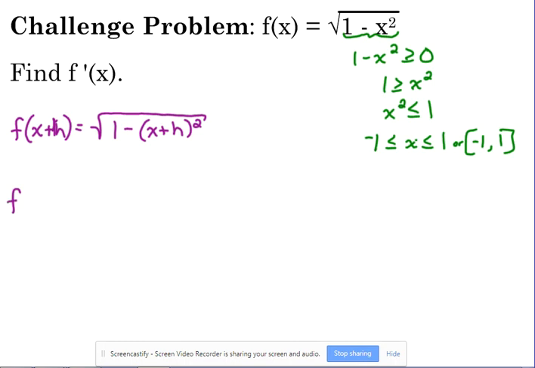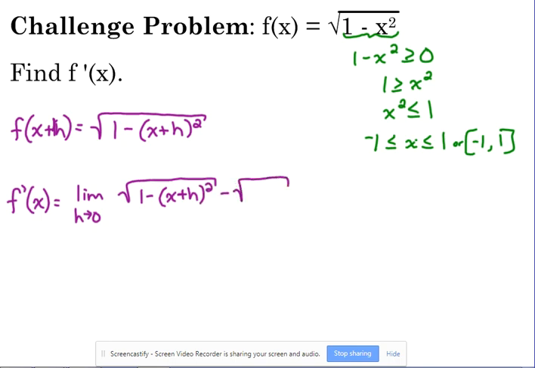So let's try it. Let's try f prime of x is equal to the limit as h approaches 0 of our f of x plus h minus our f of x all over h. Now, this is no different from the problem we did before.